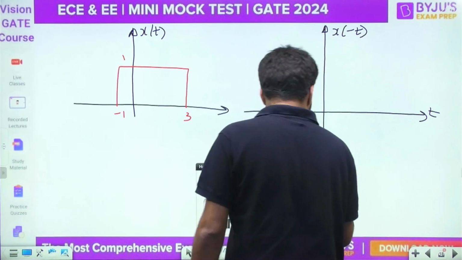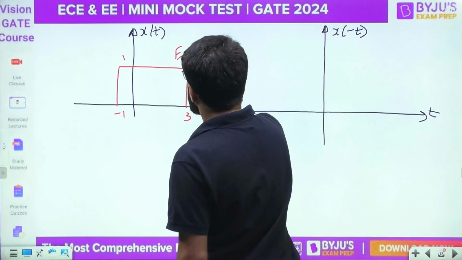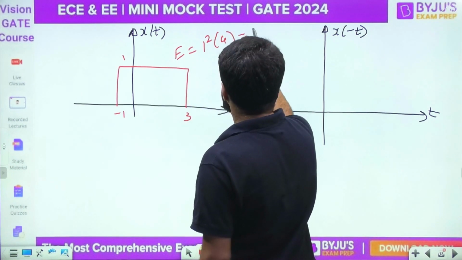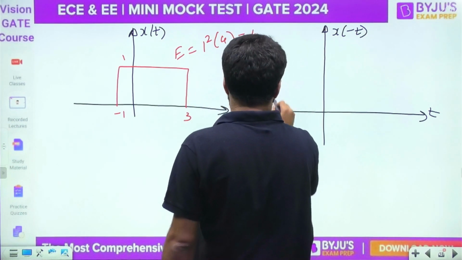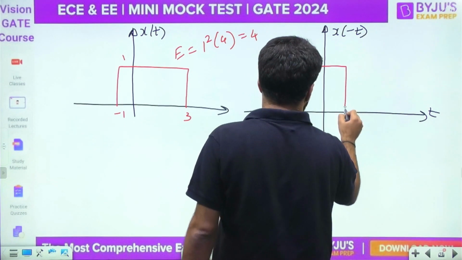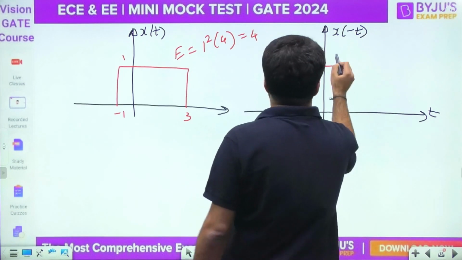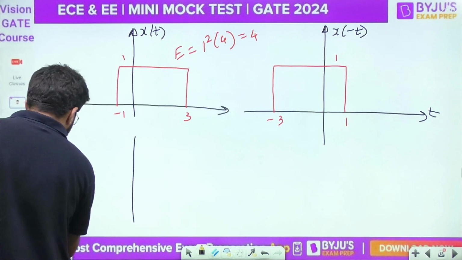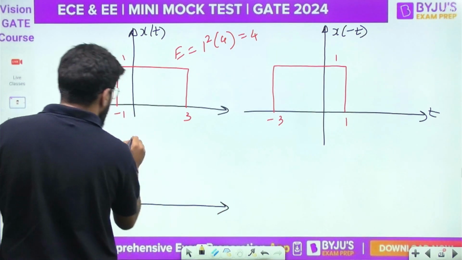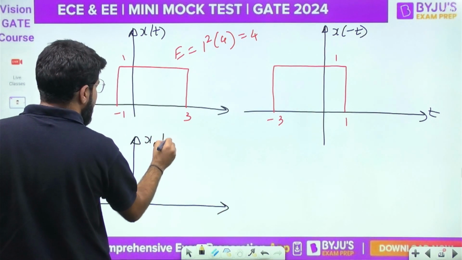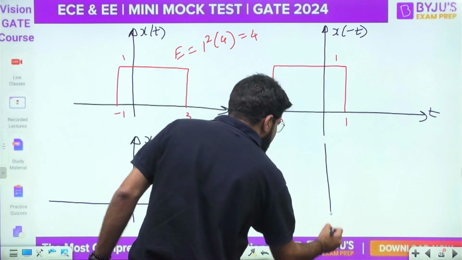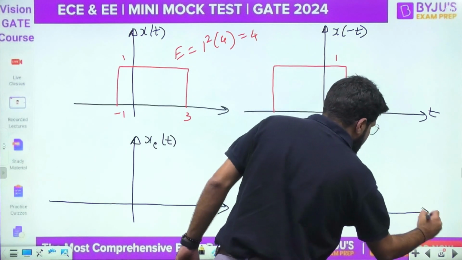This has some energy, and what is the energy of a rect? Amplitude square into the width. The total width is 4, so energy is 4. Now when you fold it, it will go from -3 to 1 having the same amplitude. So what is the x_e(t)? And what is the x_o(t)? We will make them. Tell me.